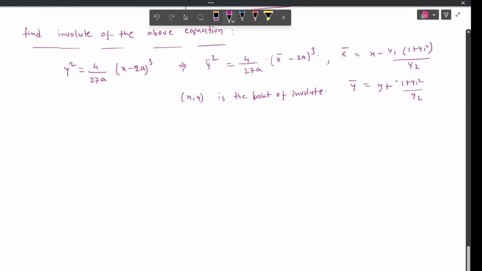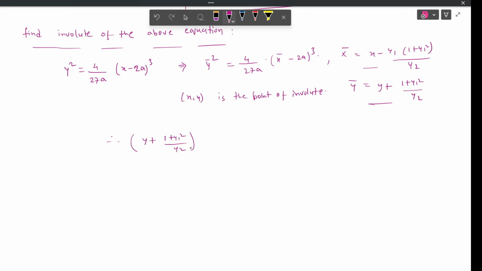So put these values in place of y bar, you have to put this, in place of x bar you have to put this. If you put this, the differential equation would be (y plus 1 plus y1 square) by y2 square, that would be 4 by 27a into (x minus y1) into (1 plus y1 square by y2 minus 2a) whole cube.